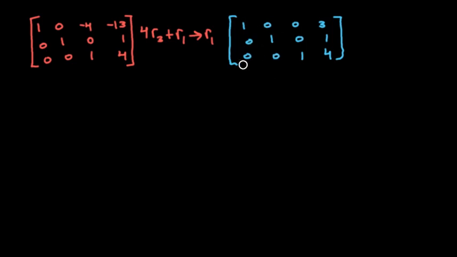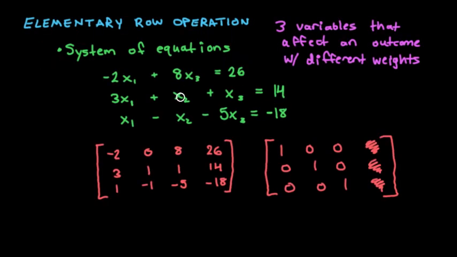This column was the column for the coefficients on x1. So this first equation here now says x1 equals 3. Second equation says x2 equals 1. Our last equation says x3 equals 4. So there's our solution. And you could have found that without all this linear algebra stuff.